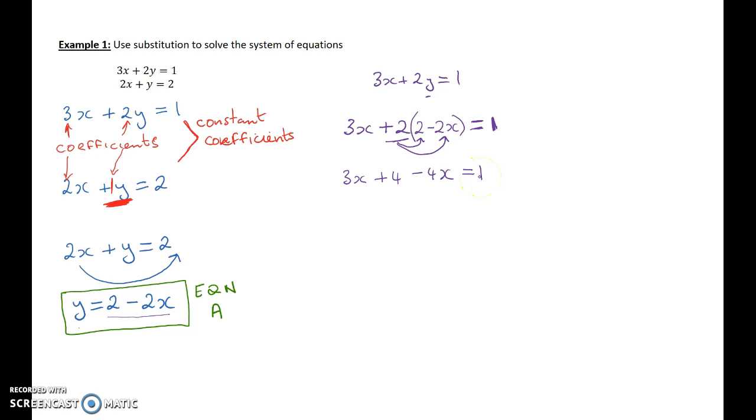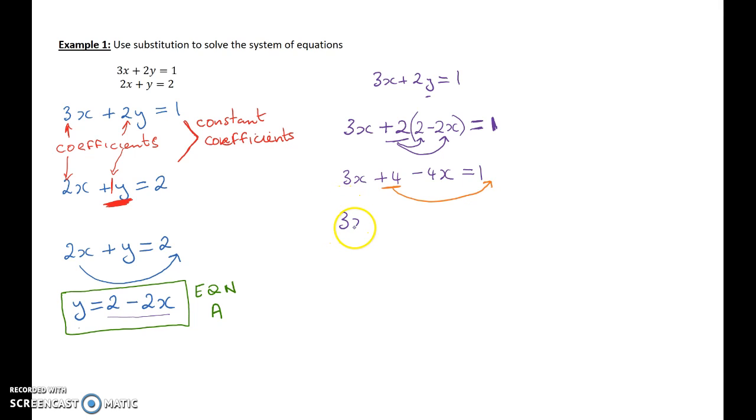Now, if we want to solve that, let's go back to the first few weeks of school. If we want to solve that, we want x's on one side and numbers on the other. Okay, so if we want x's on one side and numbers on the other, well, we could move the plus 4 across to the other side.